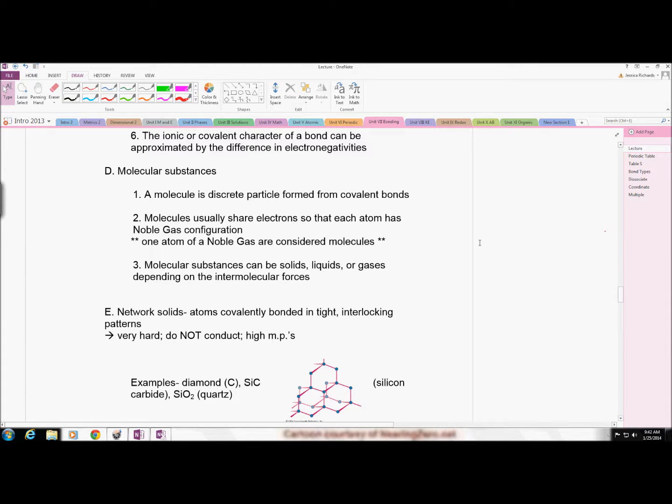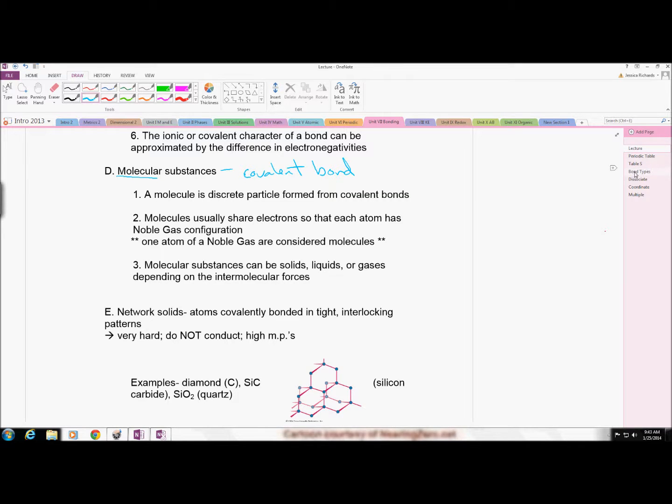Properties of molecular substances. If they call it a molecule, it is made with covalent bonds. If they're calling it a molecular substance, it's made with covalent bonds. Water is a molecular substance. Water is a molecular solid when it's ice. They are discrete particles. They are neutral. They share their electrons, so they look like noble gases.